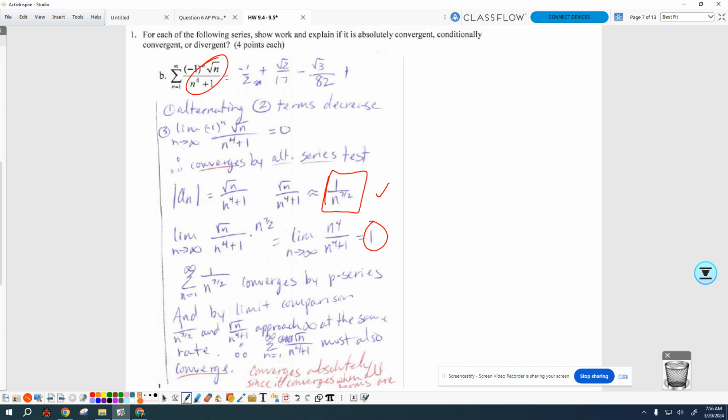Okay, so you did the first one to see if it converges period, and the second one is to see if it converges absolutely.